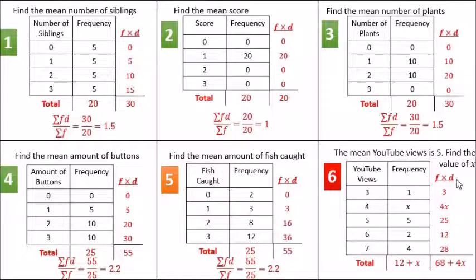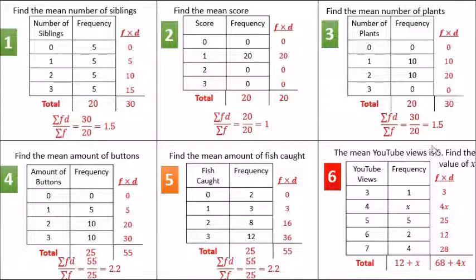Question 6. This one is trickier. If the mean YouTube views is 5, find the value of x. So 3 is 1, 4 views is x, well, it was x times, 5 views was 5 times, etc. So when you do the multiplication, we get 3, 4x, 25, 12, and 28. Add these together, we get an expression, 68 plus 4x. We also get an expression here, 12 plus x.